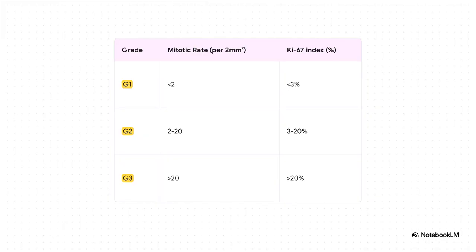Let's look at how this plays out with the official WHO grading. This table right here is your cheat sheet. The cutoffs are crystal clear. A G1 tumor is your slow and steady type, very few dividing cells. G2 is in the middle of the pack. And G3, well, that one's living life in the fast lane. Oh, and here's a pro tip. If your mitotic count gives you one grade and the Ki-67 gives you another, you always go with the higher grade.